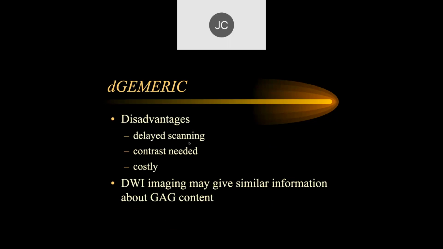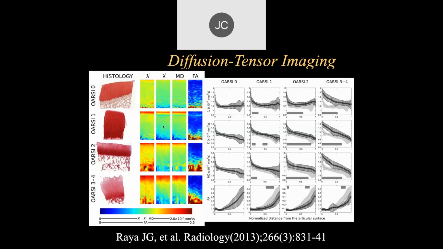Disadvantages, we've already talked about these. You have to use contrast, you have to have delayed scanning, and it's very costly because you have to scan twice and you also have to exercise the patient. Some people feel that diffusion-weighted imaging may give similar information about glycosaminoglycan content, but diffusion-weighted imaging is also a difficult technique to do. Here's a paper in Radiology where they actually tried to quantify diffusion imaging through the articular cartilage.